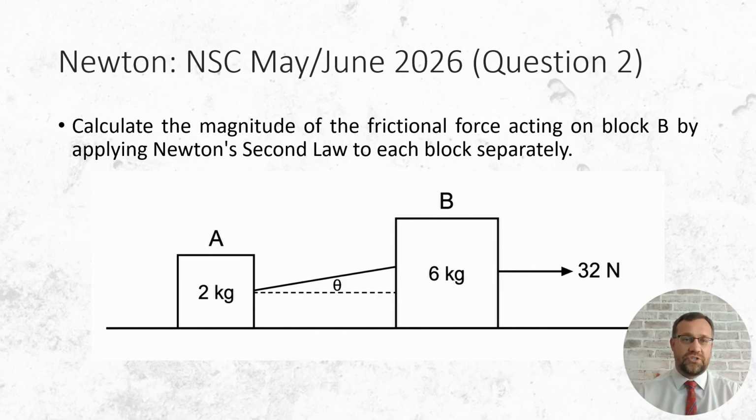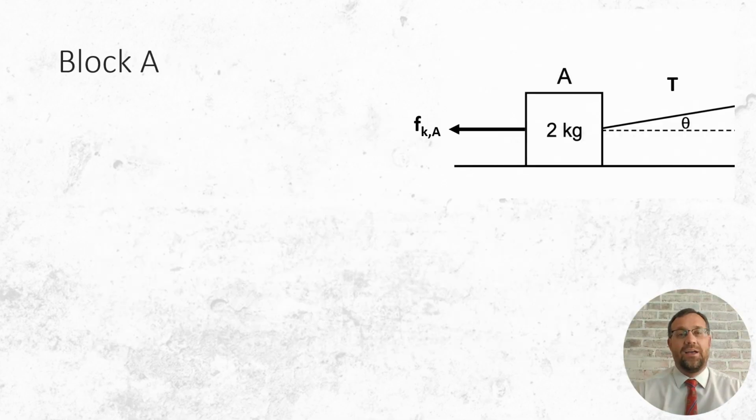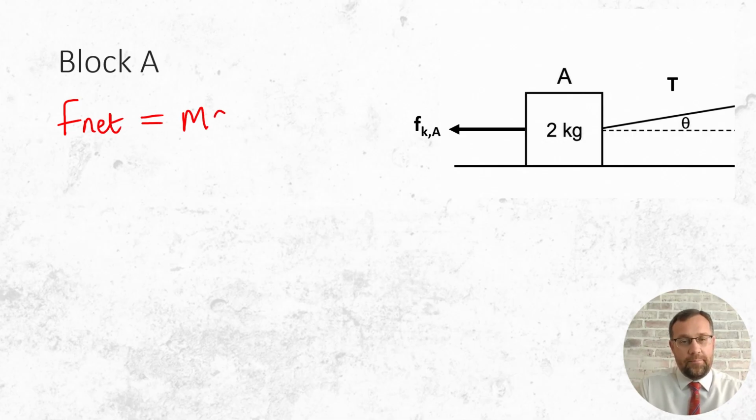Also for 5 marks, calculate the magnitude of the frictional force acting on block B by applying Newton's second law to each block separately. Let's focus on block A first and then move on to block B. According to Newton's second law, F net is equal to ma. Now let's apply this to block A. What is the net force acting on the block?